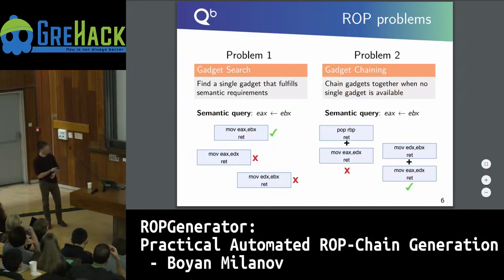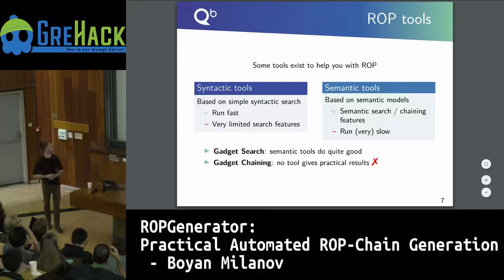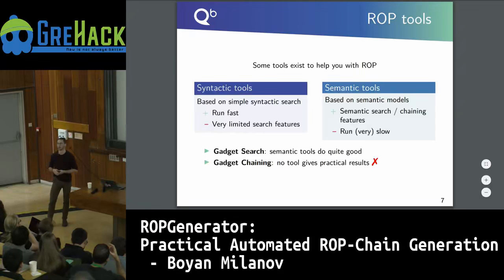So to solve those problems, you already have some tools that exist, actually. You have syntactic tools. Basically, they list all the gadgets that you have in a binary, and then you can make syntactic queries to find gadgets that you think are interesting. They're very fast, but they're also not so powerful because it's difficult to find good gadgets.